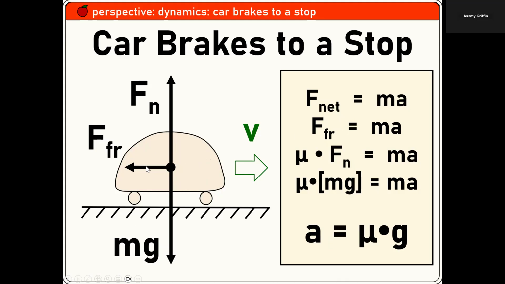This friction force would be the net force, wouldn't it? Don't the two verticals cancel out? And so the friction force is the net force. Do you see that? That's what I did right here. In place of net force, I just put friction force because it is the net force.